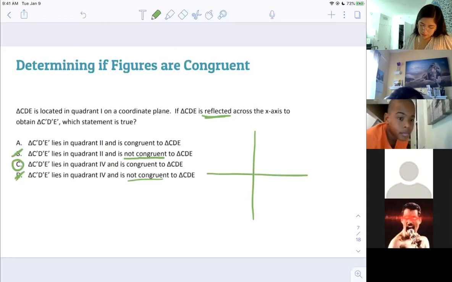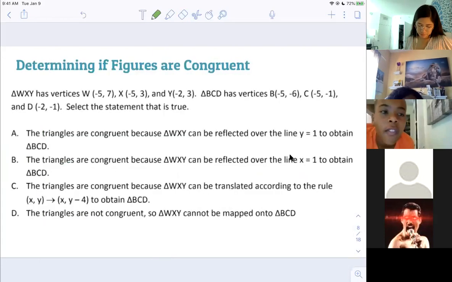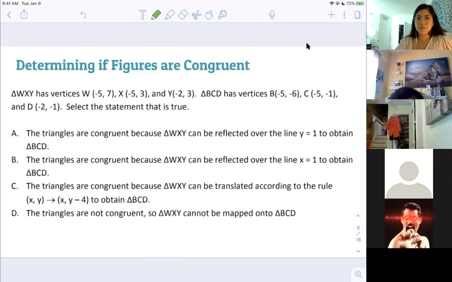If my triangle was in quadrant 1 and it was reflected across the x-axis, I know that it's going to go down, right? So it's going to end up on this side. Nice job, guys. Answer choice C was correct. Questions, anyone? No. All right. I had written down where the quadrants are, so I knew where it was. That's something you can totally do on your tests.